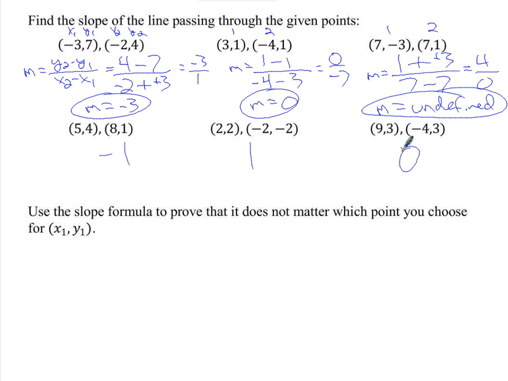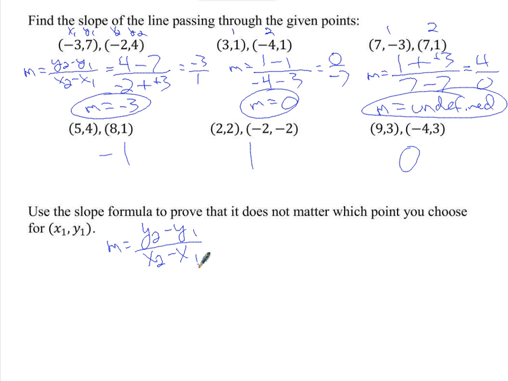Use the slope formula to prove that it does not matter which point you choose for x1, y1. How in the world can I do that? Yes, but I want to use the slope formula, which is m equals y2 minus y1 over x2 minus x1. I want to prove that it does not matter which point you choose for x1, comma y1. Commutative property only works if there's no subtraction going on. Don't have any grouping symbols here. But you're thinking now, that's good.